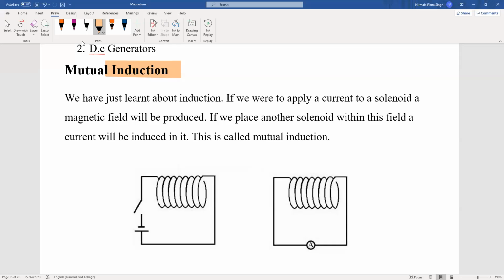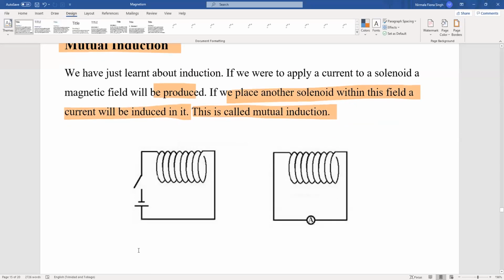Mutual induction is a little bit different, but basically the same thing. So let's read from the screen. We learned about induction before. If we were to apply a current to a solenoid, a magnetic field will be produced. That's what we've been doing. If we place another solenoid within this field, a current will be induced in it, and this is called mutual induction. So let's see what they actually mean by this.